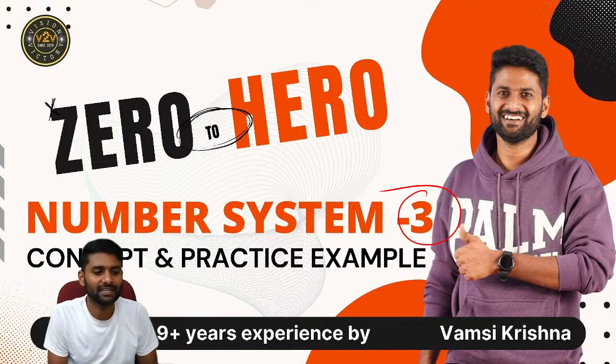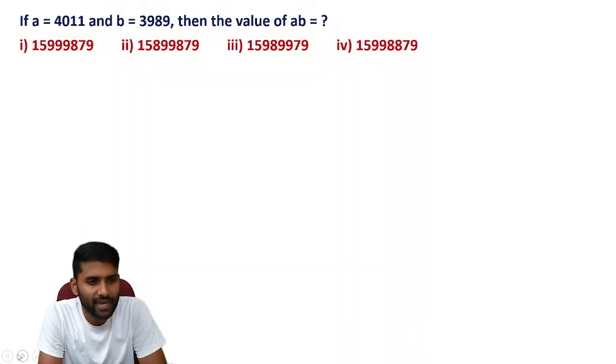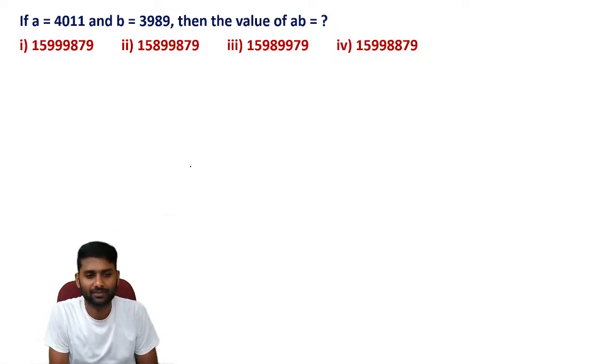So without any delay, let's start our questions. Now let's see this question. If A is equal to 4011 and B is equal to 3989, then what is the value of AB? Now we have to identify that product value. See here there are two numbers, one number is 4011 and another number is 3989.